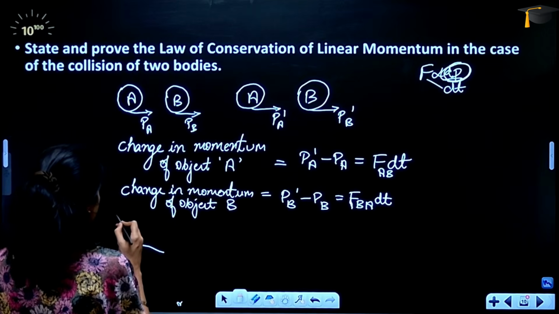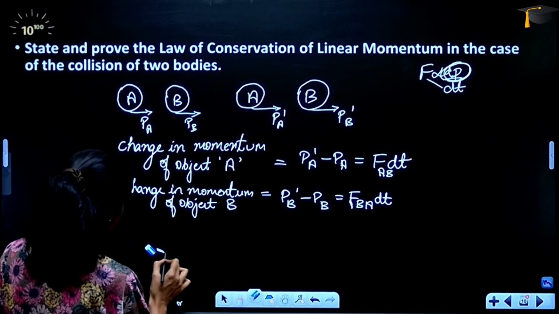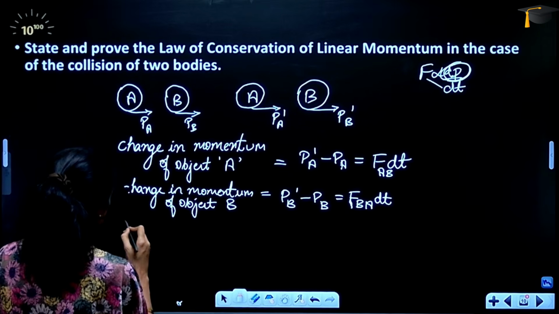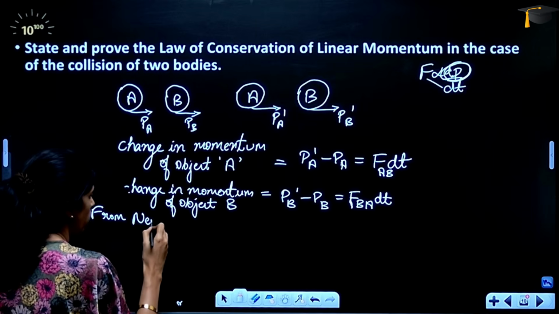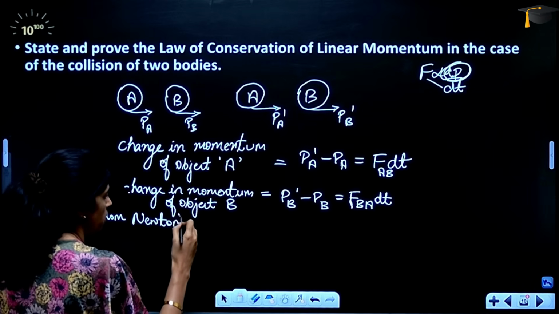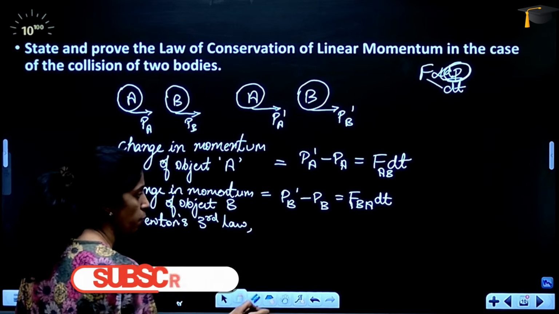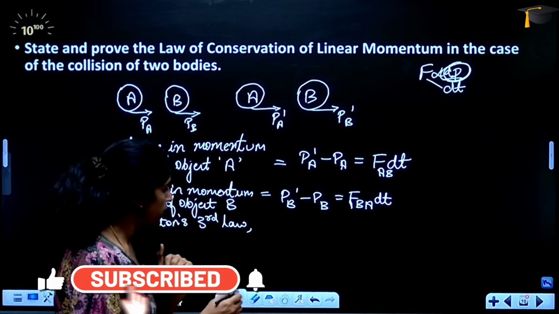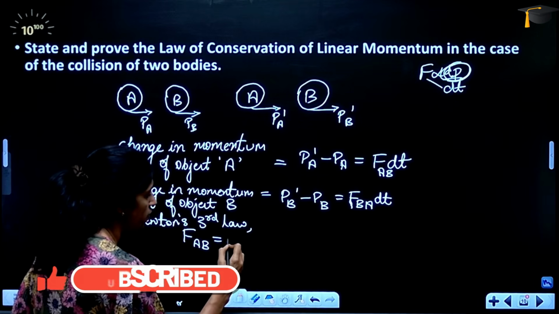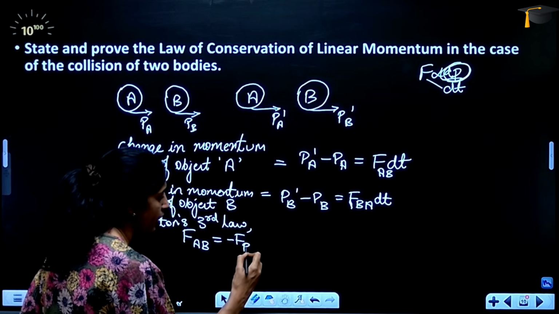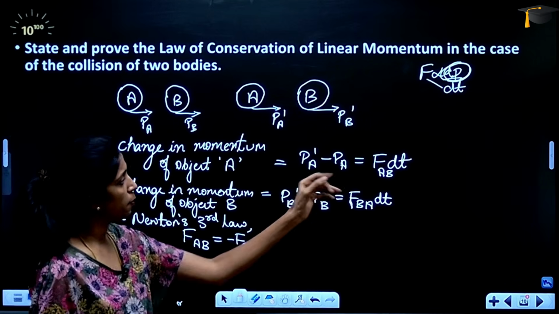Now, I took the second law over here. From Newton's third law, we know that, I hope you know what Newton's third law is. Newton's third law states that for every action there's an equal and opposite reaction, right? Similarly, the force acting on A with respect to B will be equal and opposite to the force acting on B with respect to A, right?